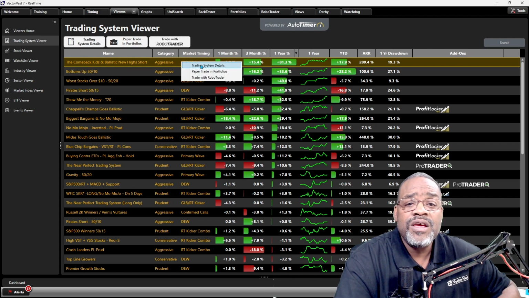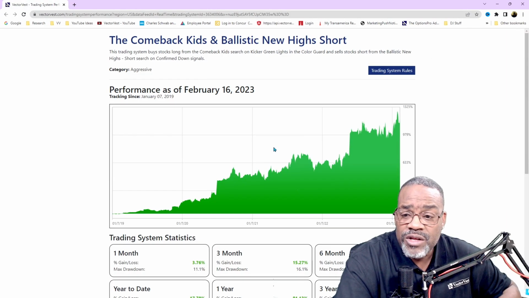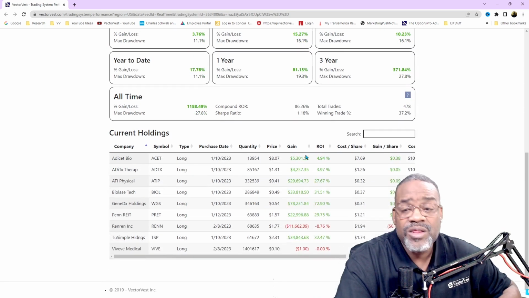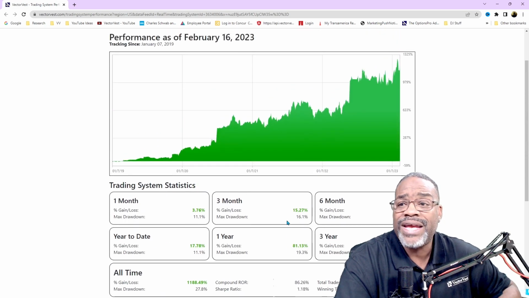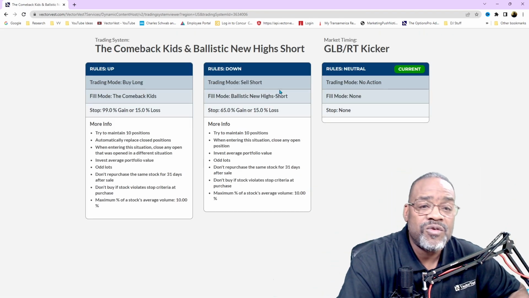Let's right click. Let's go look at the trading systems detail. And this one, look at the equity curve. I like the equity curve. All right, 1 month, 3 months, 6 month, year to date, 1 year, 3 year, the stocks that it's currently holding right now. Let's go to the trading systems rules. And again, it's laid out for you right now.